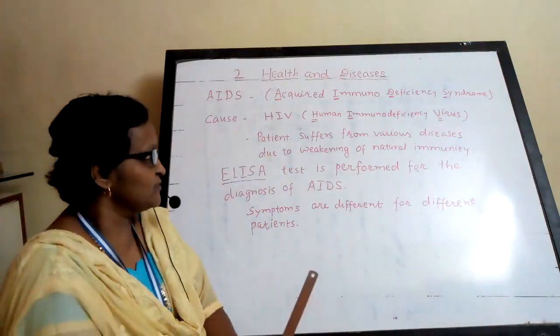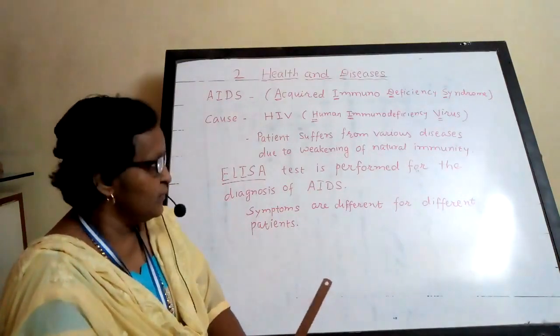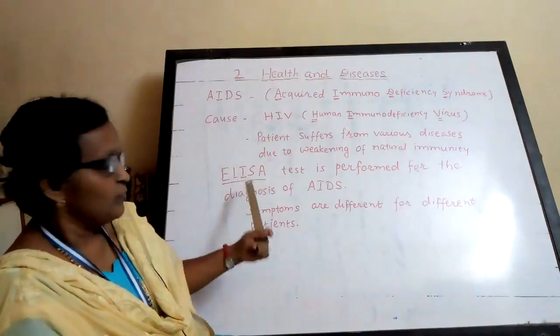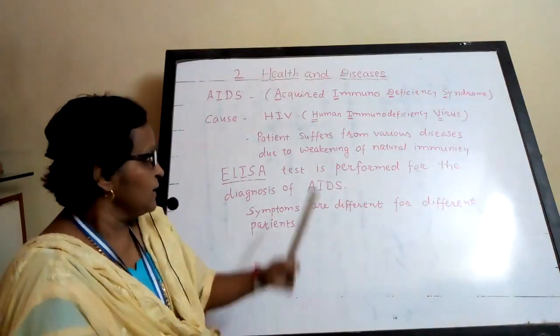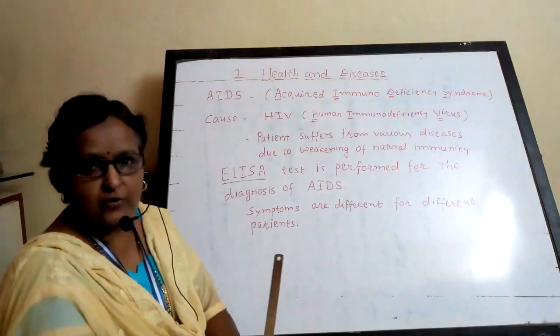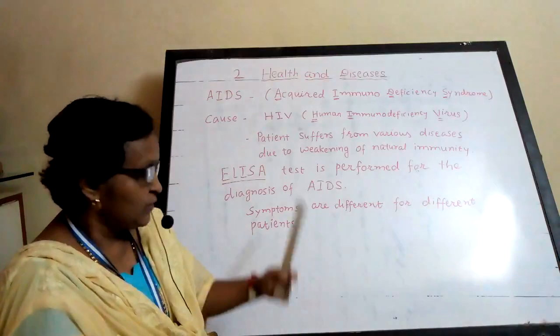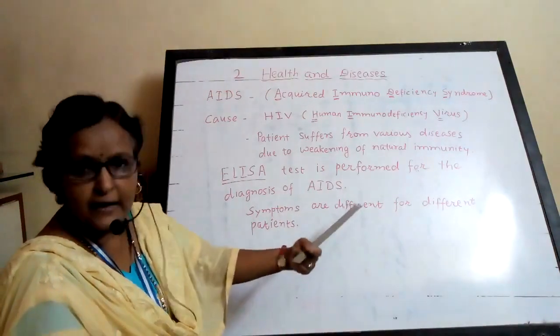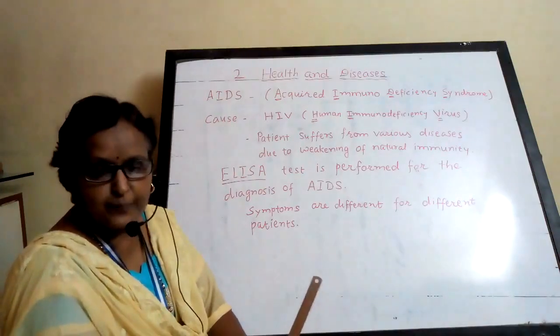Patient suffers from various diseases due to weakening of natural immunity. And what is done? ELISA test is performed in the laboratory for the diagnosis of AIDS. If it is positive, then it is said that HIV positive. So AIDS is there. Symptoms, I have told you just now, are different for different persons.